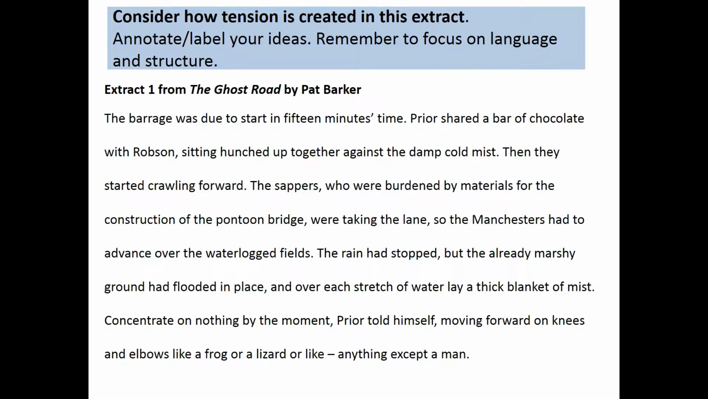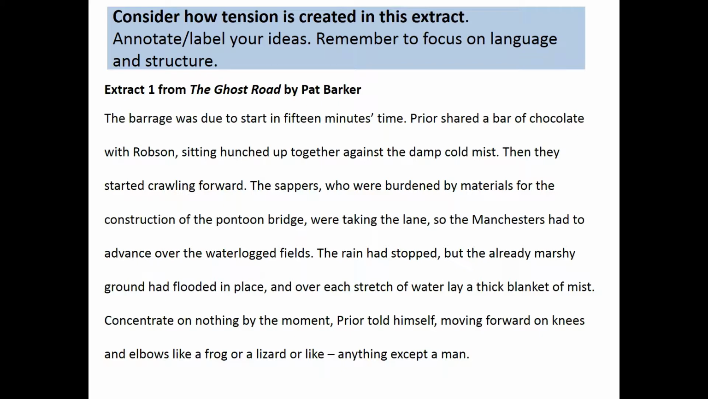The barrage was due to start in 15 minutes' time. Pryor shared a bar of chocolate with Robson, sitting hunched up together against the damp, cold mist. Then they started crawling forward. The sappers, who were burdened by materials for the construction of the pontoon bridge, were taking the lane, so the Manchesters had to advance over the waterlogged fields. The rain had stopped, but the already marshy ground had flooded in place, and over each stretch of water lay a thick blanket of mist. Concentrate on nothing by the moment, Pryor told himself, moving forward on knees and elbows like a frog or a lizard or like anything except a man.